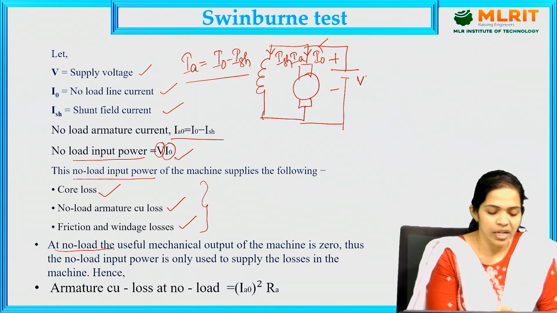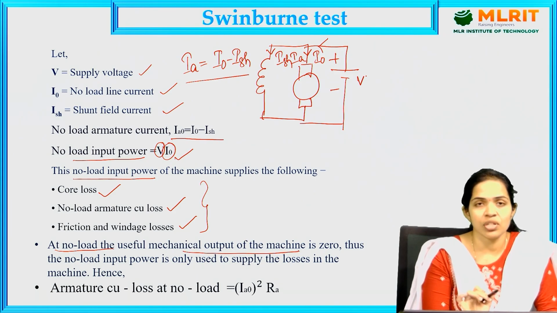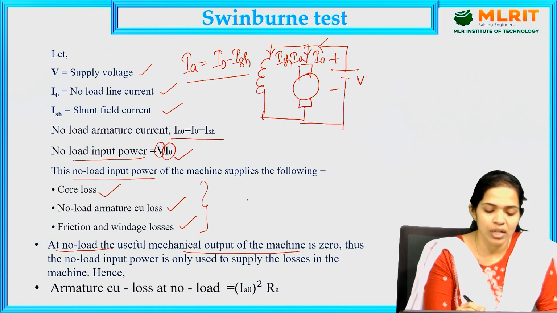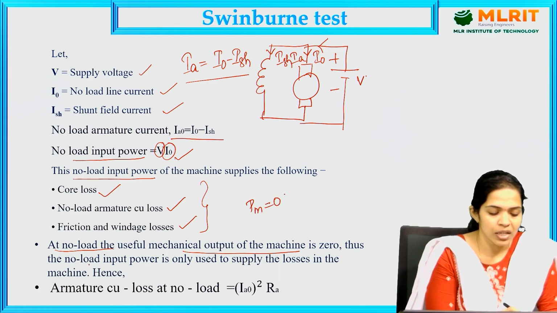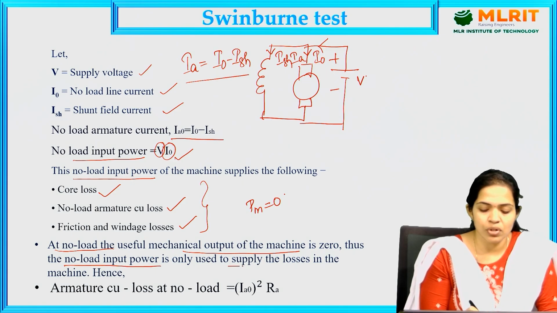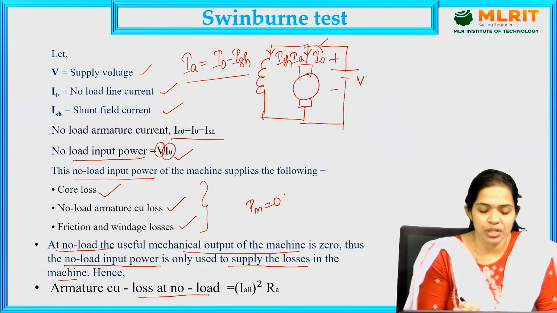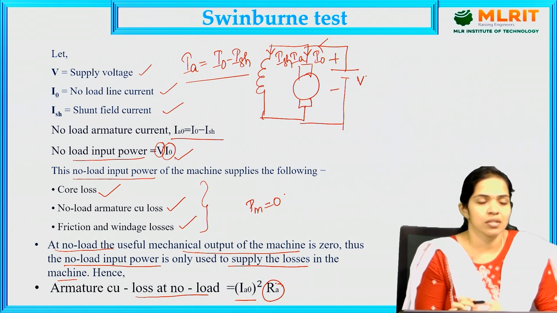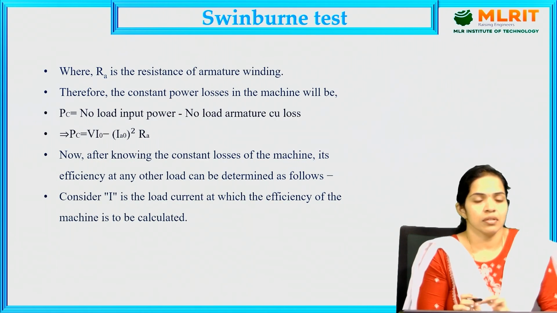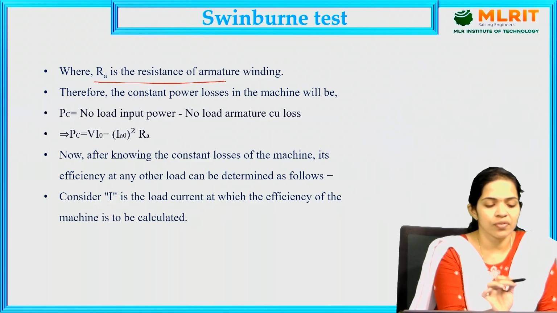So at no load condition, the useful mechanical output of the machine is 0. As no load is connected to our DC motor now, the mechanical output is 0. Thus, the no load input power is only used to supply the losses in the machine. Hence, the armature copper loss at the no load condition is given as Ia0 square Ra, where Ia0 is the armature current, multiplied by the resistance of the armature conductors, where Ra is the resistance of armature winding.